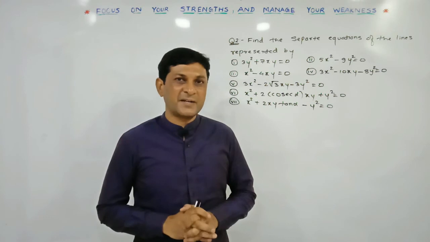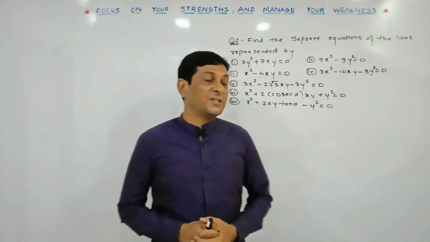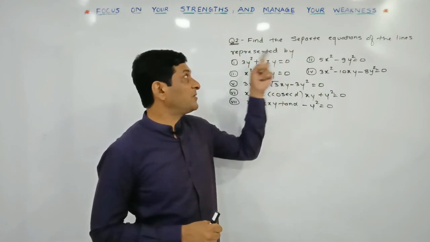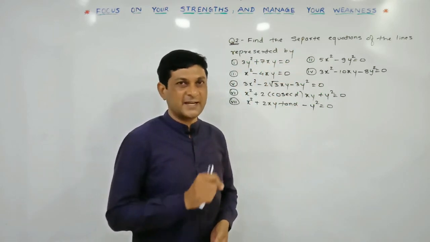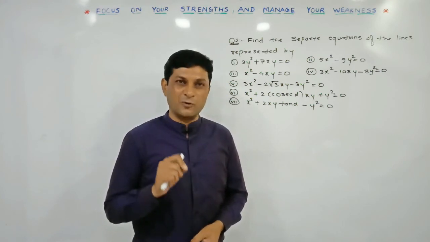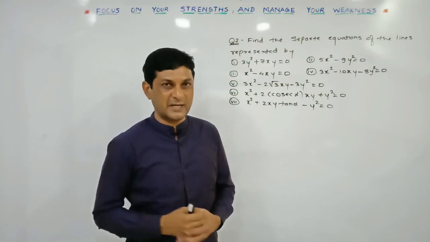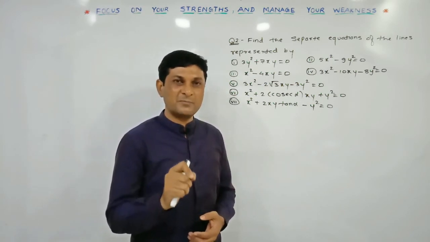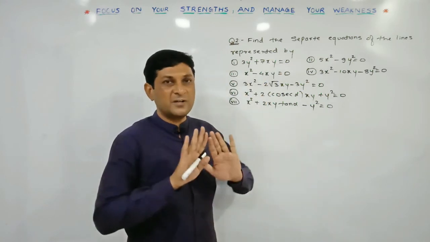So today we are starting question number 2 from exercise 4.1. In this question we are finding separate equation of lines represented by the given homogeneous equation of second degree in x and y. Already in one theorem we have proved that homogeneous equation of second degree in x and y represents a pair of straight lines if h square minus ab is greater than 0. So some equations are given to us and we have to find out separate equation.